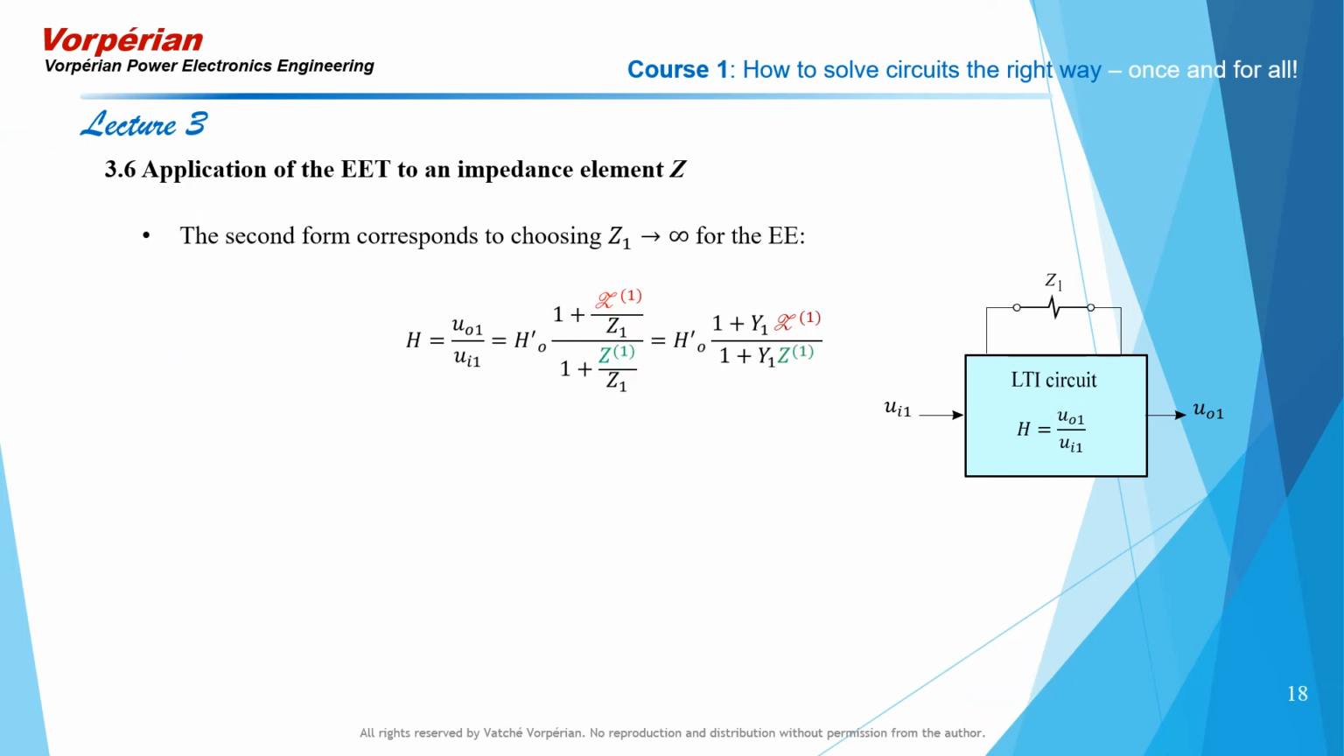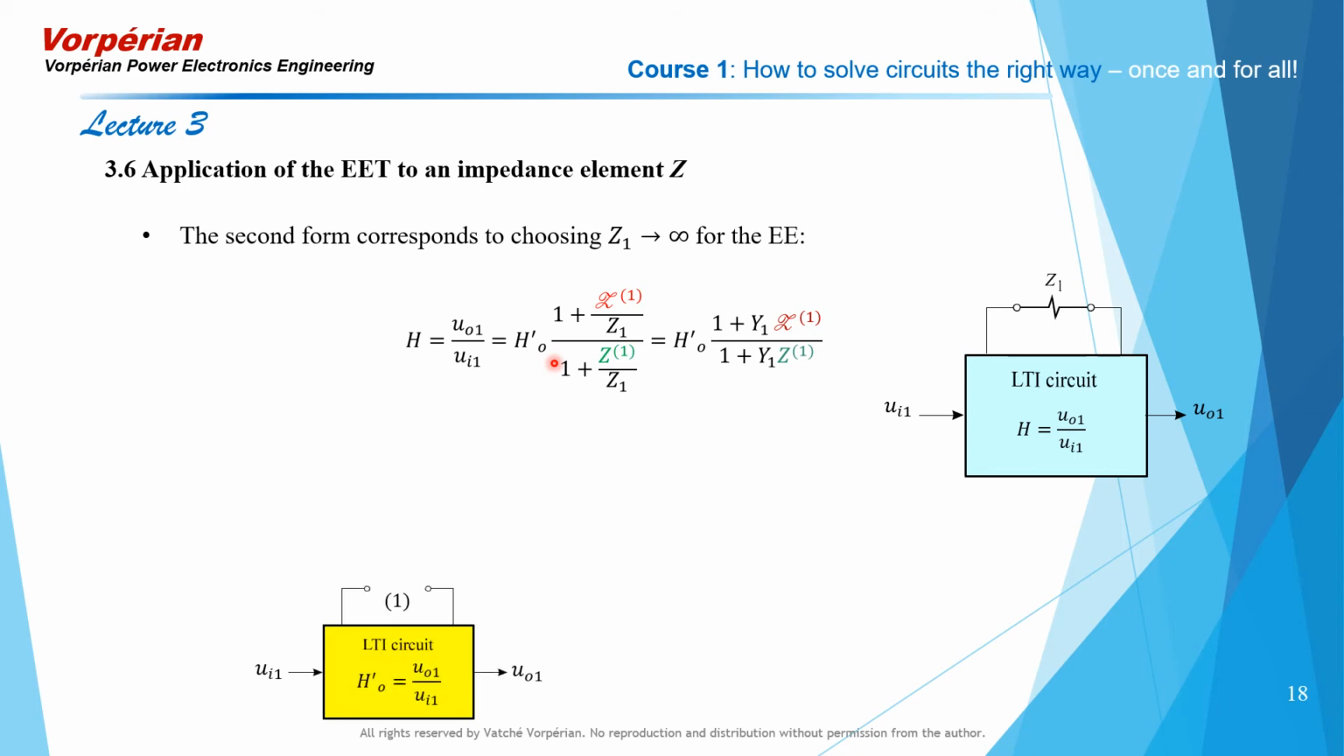Let us now consider taking the extra element Z1 out of the picture by taking its value to be infinite. When we choose to do that, this is the form of the extra element theorem that we use, in which H0, H prime 0 that is to say, is the value of the transfer function with Z1 infinity. We called this H infinity earlier on. We can call it H prime 0 here. You have the full freedom to call these things anything you like, whatever suits you. So I'm calling it now H prime 0.